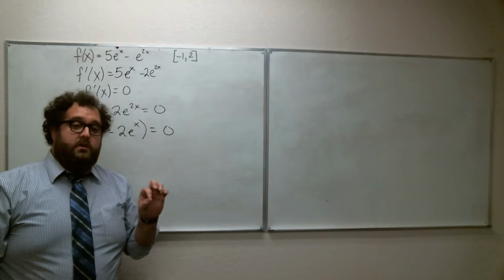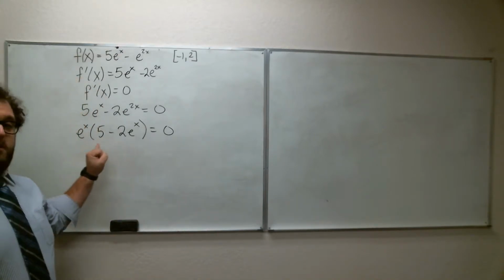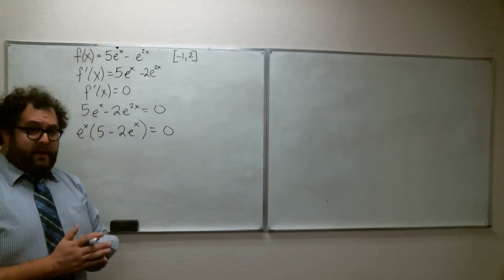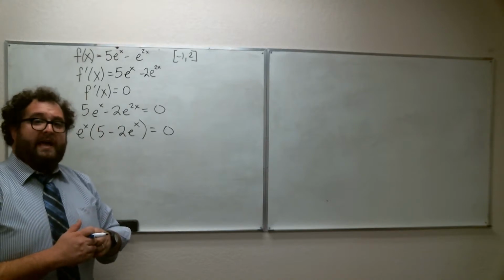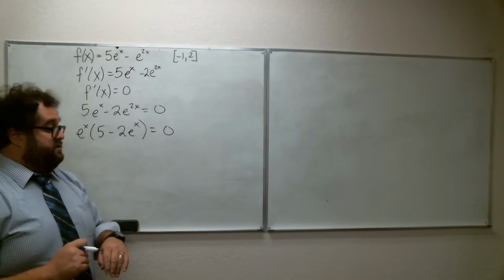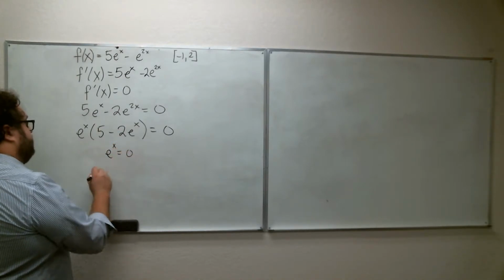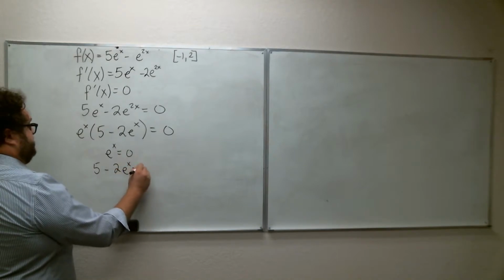Now, why is that important? That's important because we can use the zero factor theorem now, because we have two items multiplied together equals 0. You know that one or both of those must equal 0. So we can set them both individually equal to 0 and solve those two easier equations. So we know that either e to the x equals 0 or 5 minus 2e to the x equals 0.